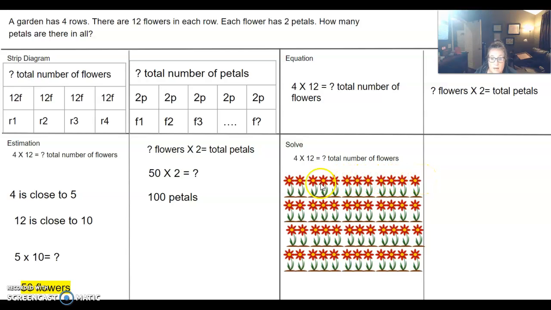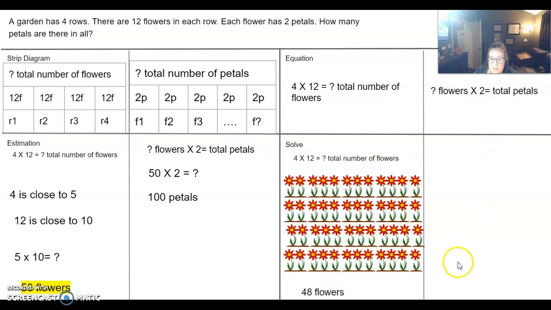So from here, I could either count by 4s, I could count by 12s, or I could count every single flower one by one. Whichever one works for you is whatever works for you. I'm going to go ahead and count by 12. So 12, 24, 36, 48. So I have 48 flowers.